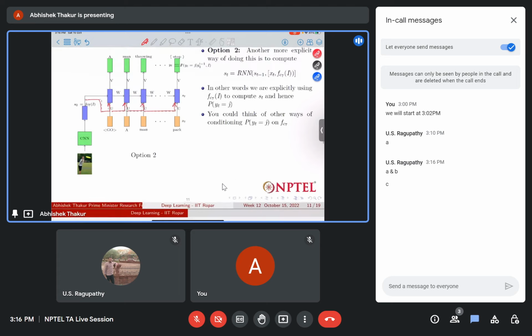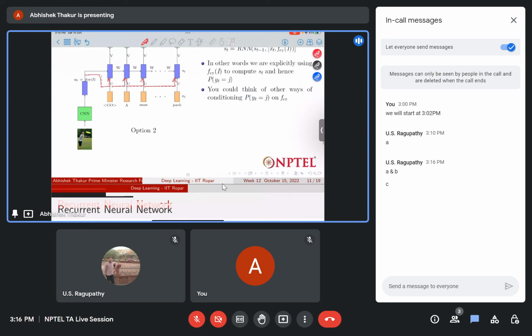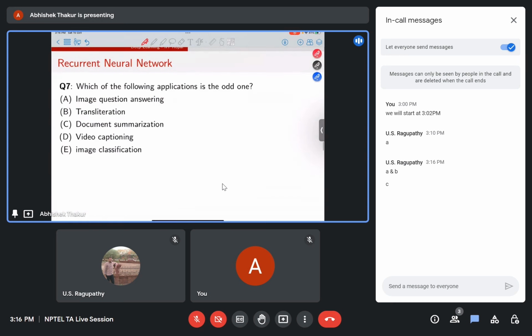This kind of network, we can use CNN also over RNN in the case of image captioning and video captioning, and mostly for sequential learning problems, for predicting the next word or sentence. We use sequential learning networks also. So here it is asking which of the following applications is the odd one. This means the other applications will be of similar type, and which is the odd one?